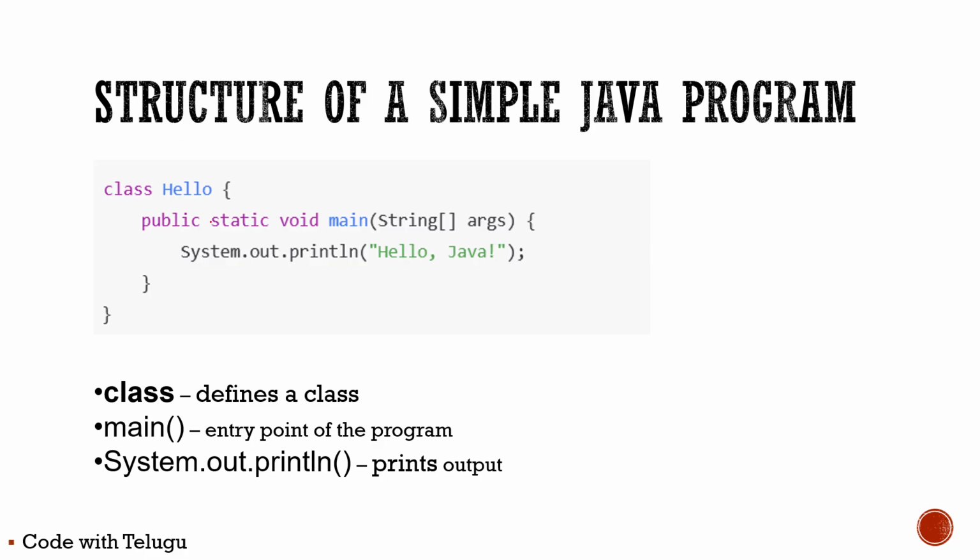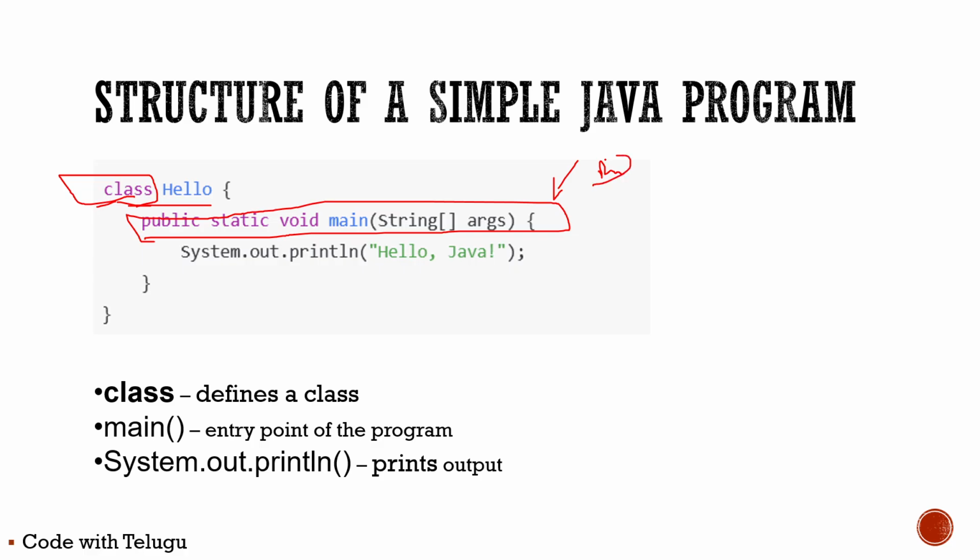Structure of a simple Java program. This is the structure. Class is a keyword. It is used to define the class name. This is the main method. First of all, we can run the Java program. The main method will be called. The program will start here only.